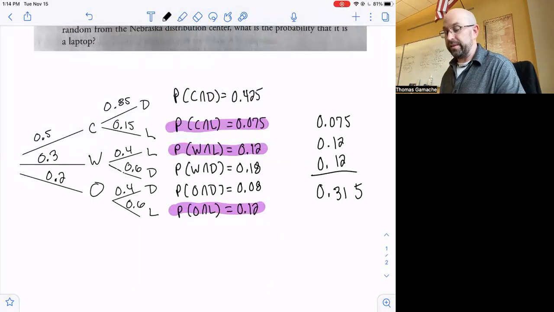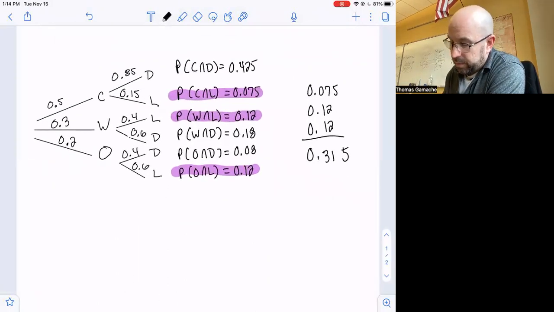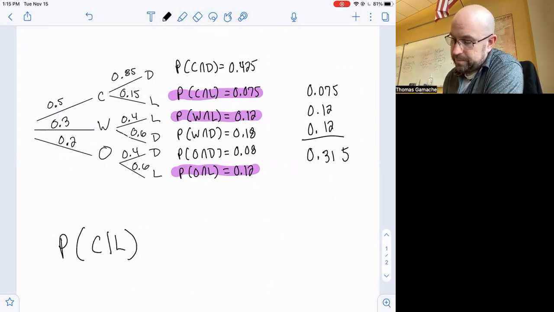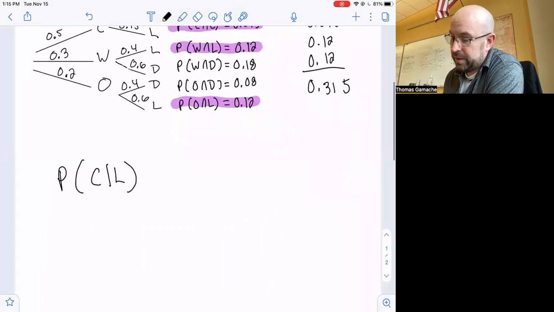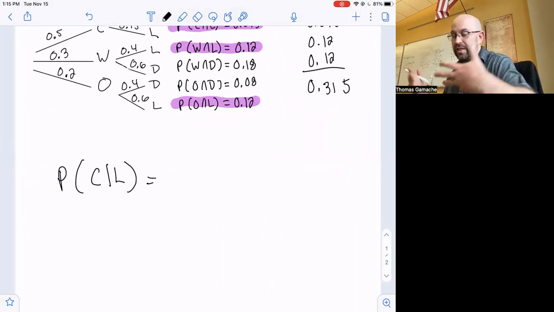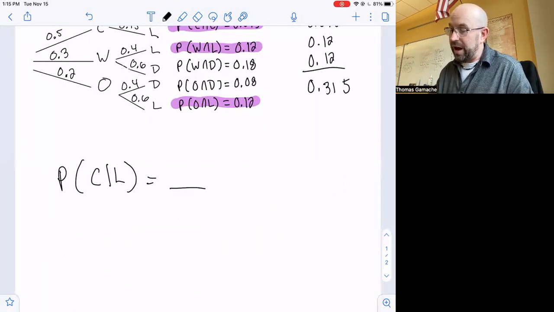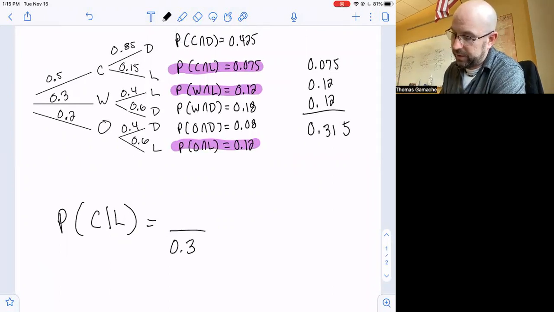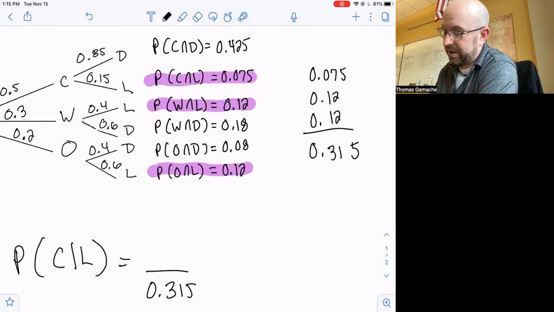I want to go a little bit further with this. Say, given that I'm getting a laptop, what's the probability it's coming from, let's say, California? Because I saw that number a bit lower than what I expected. So I'm going to write it out as the probability it comes from California, given that it's a laptop. Notice I'm using my notation here. That's good. Now, when you're dealing with a given situation, you're thinking, what's that whole subgroup here? The subgroup I'm dealing with here are laptops. So I already found the probability of getting a laptop out of this bunch. It's going to be 0.315. And all I did was add up all my probabilities that had to do with laptops.